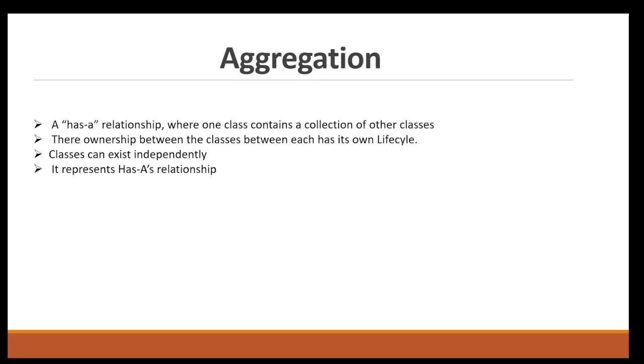Next, we talk about aggregation. This is a special form of association where one class owns a collection of objects, but these objects can still exist independently of that class, right? Aggregation is also known as a has-a relationship. There is ownership between the classes, but each class has its own life cycle. So if the parent is destroyed, the child isn't destroyed along with the parent.